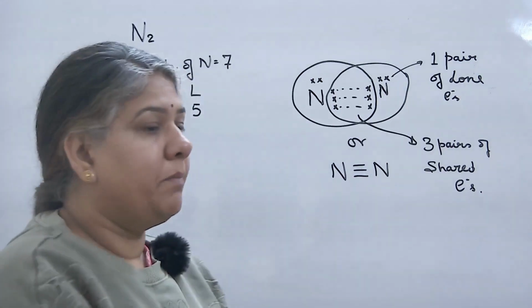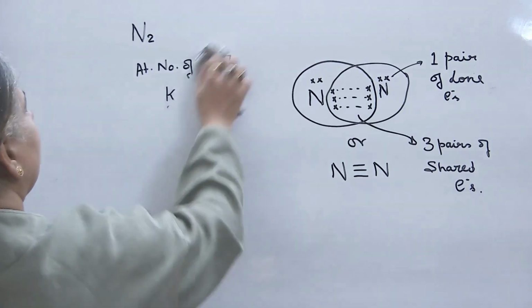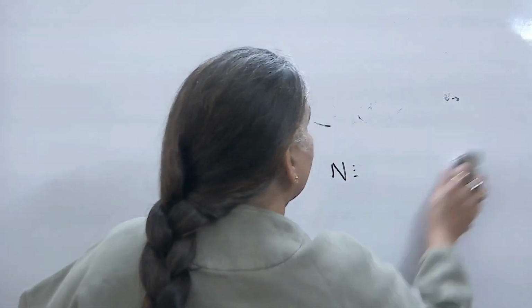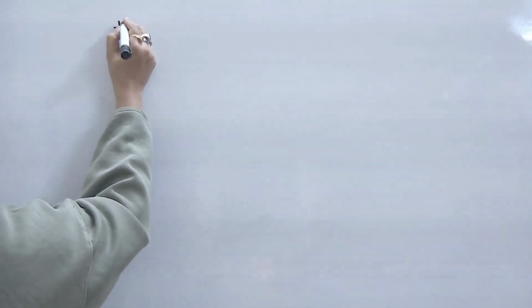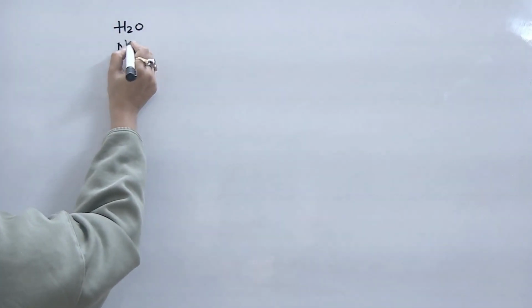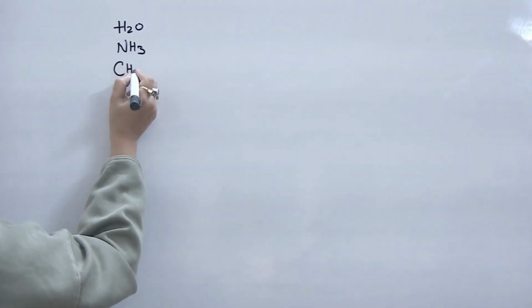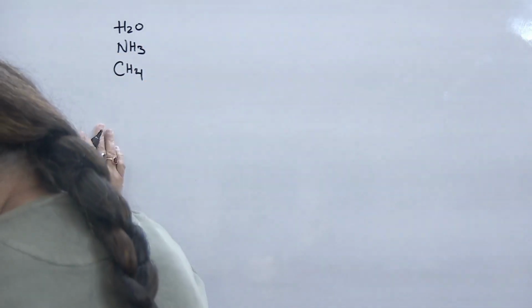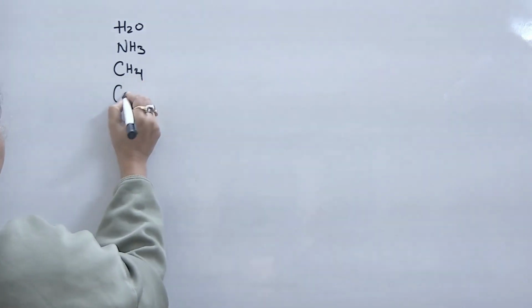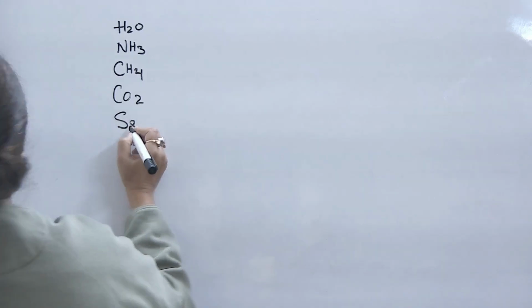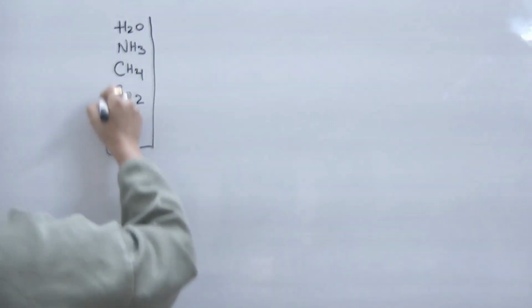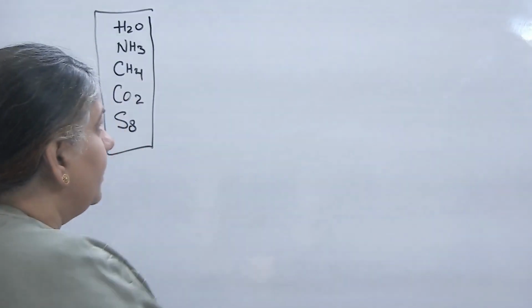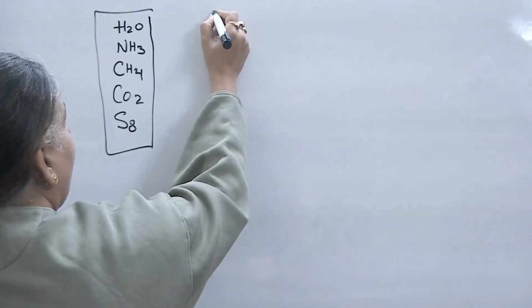Next we'll take another simple molecule, that is water. We actually have to draw electron dot diagrams of water, ammonia, methane, carbon dioxide, then S8. These are a few of the simple molecules mentioned in your book. These are the molecules which you have to prepare. Okay, let's start with water.